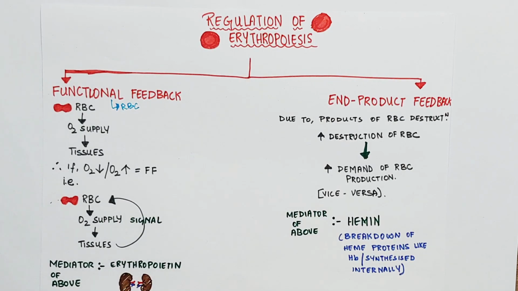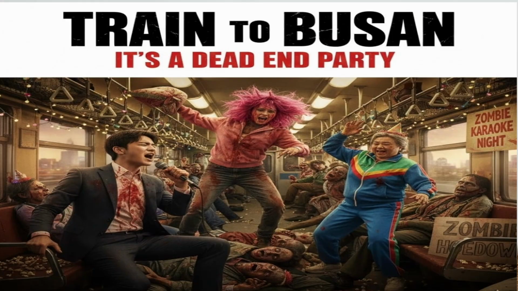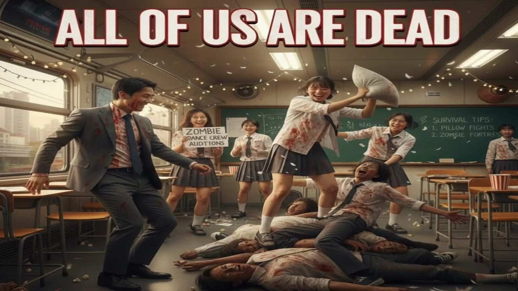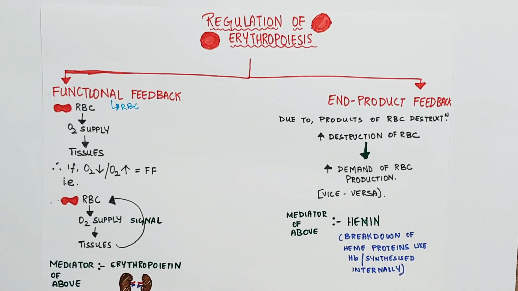End product feedback. Think about the word end product. If you've ever watched the movie Train to Busan, All of Us Are Dead, etc., something is ending there. So, similarly, our lives are going to end here if the RBC production in our body is not good enough. What do I mean? The end product is showing the end of something in this regulation of erythropoiesis.